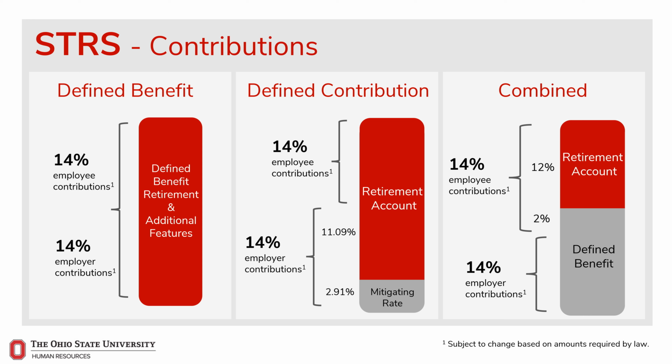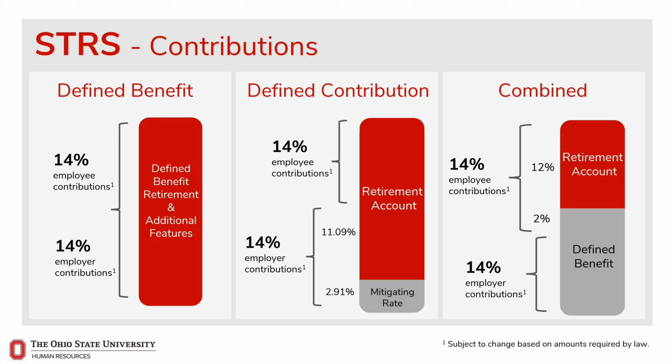This table shows the allocation of employee and employer contributions under the 3 STRS plan options. In each of the STRS plans, you contribute 14% of your eligible earnings, and Ohio State contributes 14%. However, contributions are allocated differently within each plan. If you enroll in the STRS Defined Benefit Plan, both employer and employee contributions go to the STRS Defined Benefit Plan to fund STRS retirement benefits.